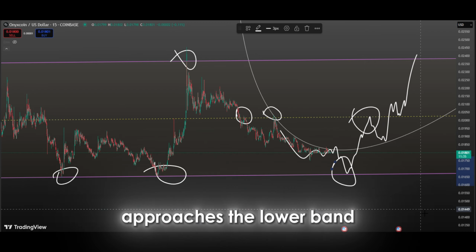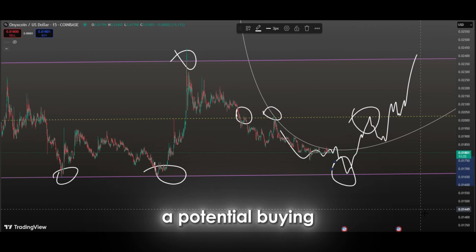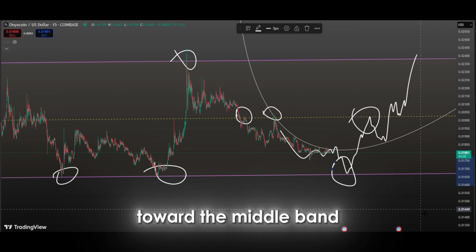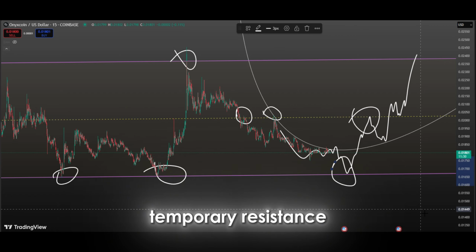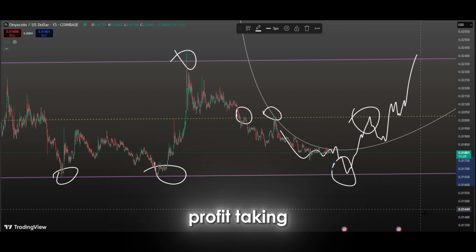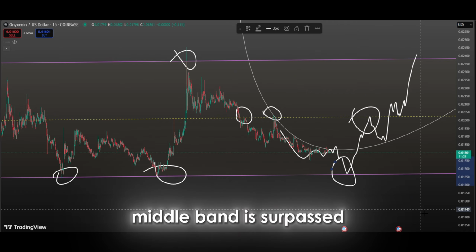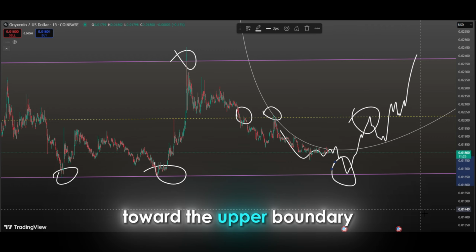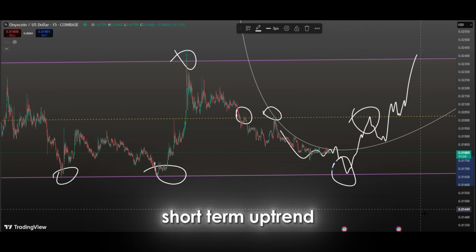When the price approaches the lower band, it can present a potential buying opportunity for investors, while movements toward the middle band generally act as temporary resistance and may trigger profit-taking. However, if the middle band is surpassed, the price may initiate a new attempt toward the upper boundary, potentially signaling a short-term uptrend. In such channel patterns, price movement within the channel typically continues in a rhythmic fashion.